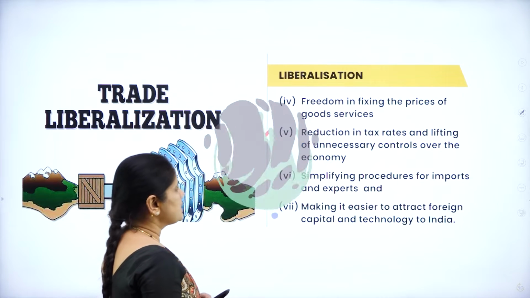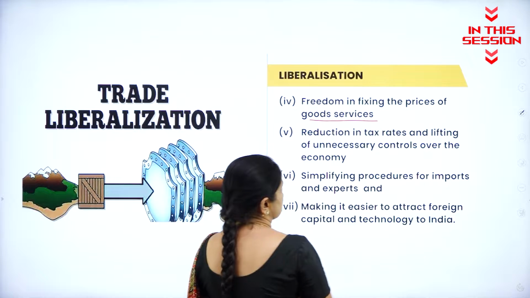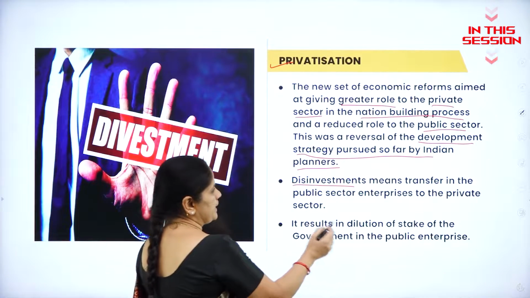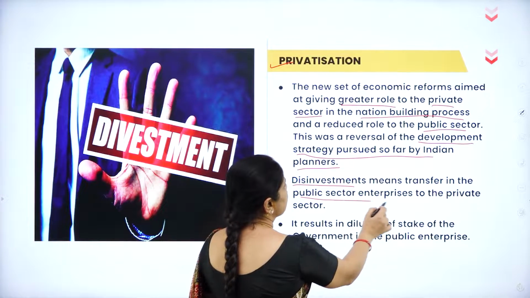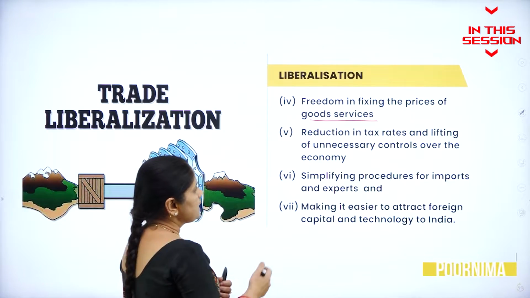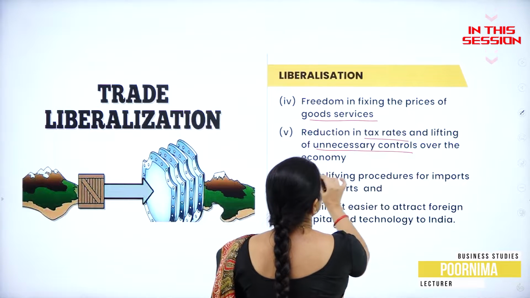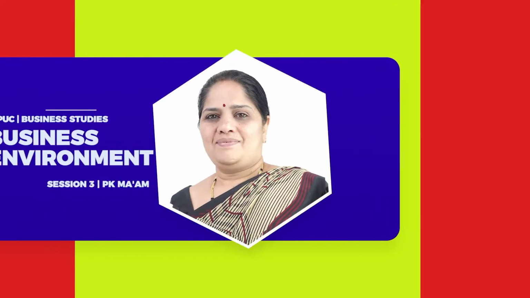A feature of liberalization is freedom in fixing the prices of goods and services. Disinvestment means transfer of public sector enterprises to the private sector. Liberalization also means reduction in tax rates and lifting of unnecessary controls over the economy.